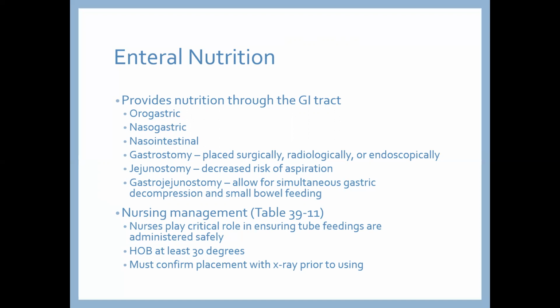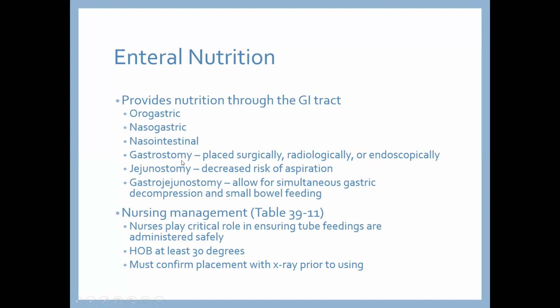Listed on this slide are some common ones that we insert: an orogastric tube, a nasogastric tube, a nasointestinal tube. So just like the name describes, it's telling you where the tube's inserted and where it ends. So an orogastric tube is inserted through the oral cavity or the mouth, and it ends in the stomach. Nasogastric starts in the nare or the nose and ends in the stomach. Nasointestinal, same thing, except it ends in the small intestine.